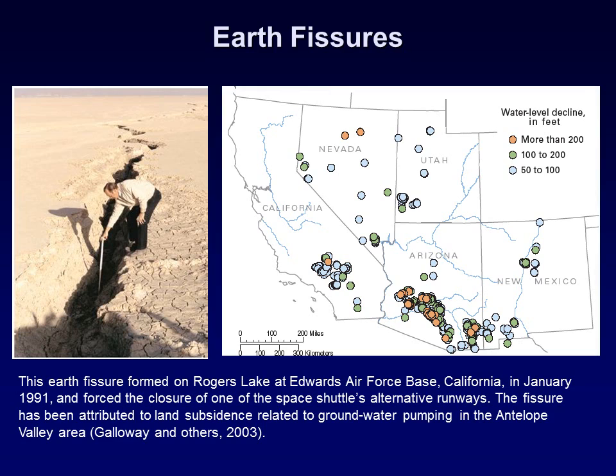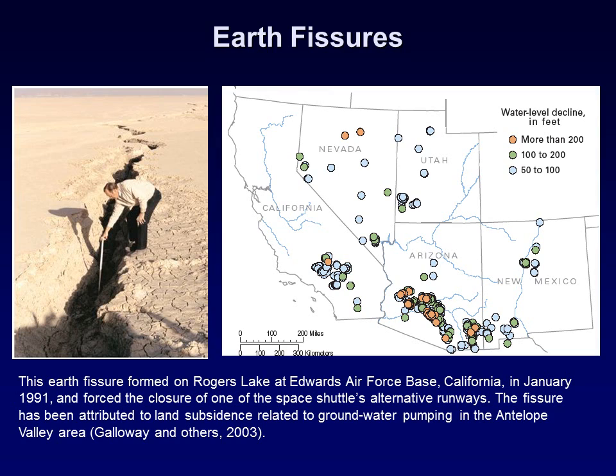All right, expanding on what we were just talking about with earth fissures. This is just an example to show the earth fissure that formed on Rogers Lake at Edwards Air Force Base in California, January 1991, and forced the closure of one of the space shuttle's alternate runways. It's a huge deal. The fissure has been attributed to land subsidence related to groundwater pumping in the Antelope Valley area.